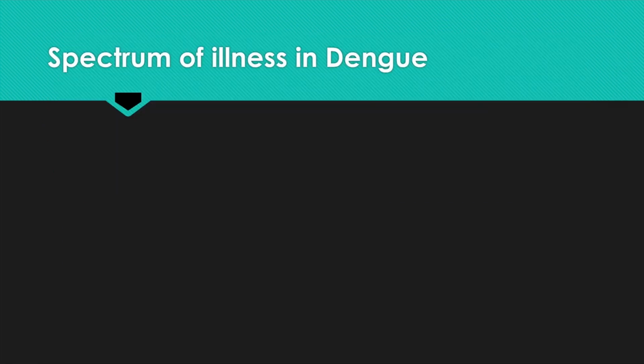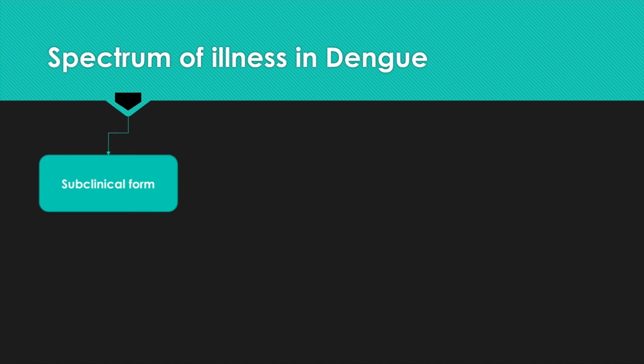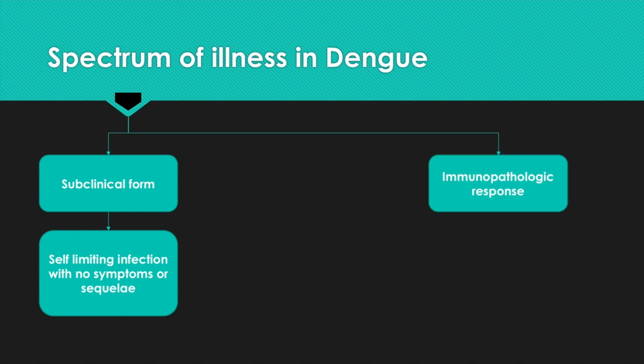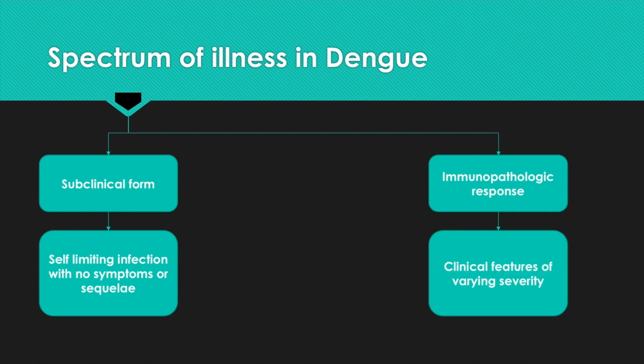The spectrum of illness in dengue may range from an asymptomatic infection, which is also called the subclinical form, and this infection is self-limiting and there are no symptoms or sequelae. However, there can also be an immunopathologic response, in which case there are clinical features of varying severity.